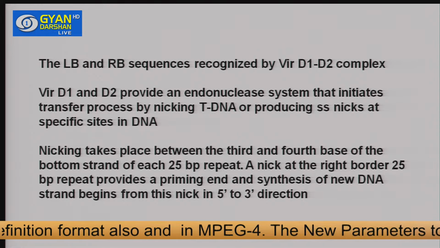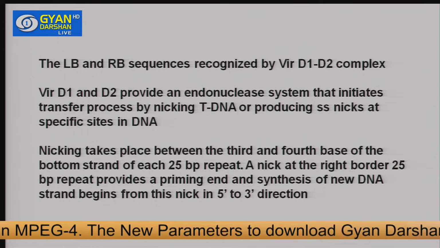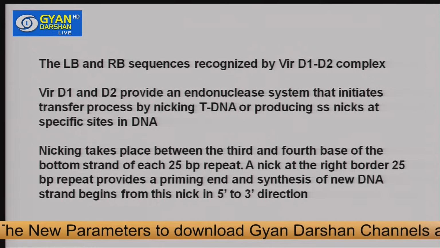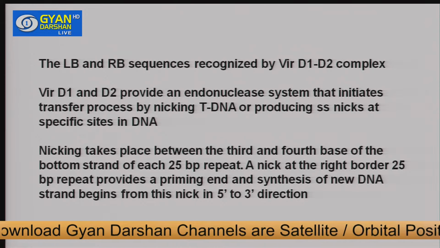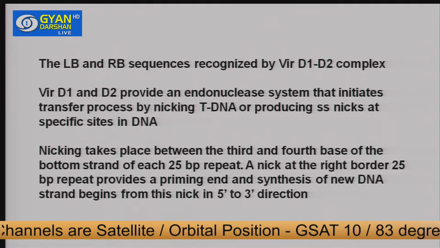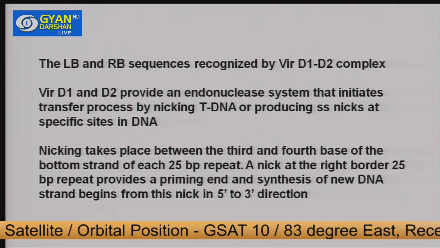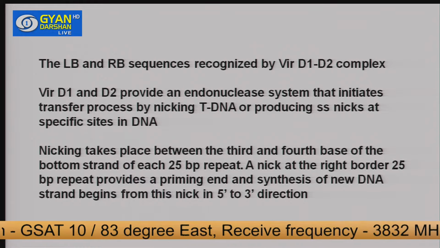They produce single-stranded nicks at specific sites in DNA. Nicking takes place between the third and fourth base of the bottom strand of each 25 base pair repeat. A nick at the right border 25 base pair repeat provides a priming end, and synthesis of a new DNA strand begins from this nick in 5' to 3' direction. So the transfer has to occur in a single-stranded form.